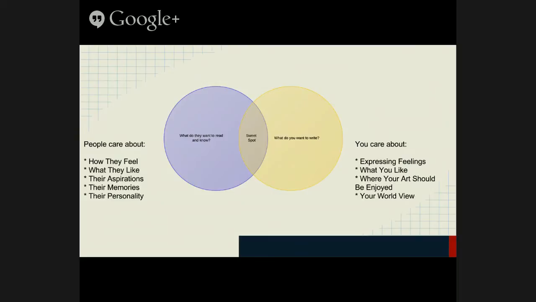You care about, where do you want your art to be enjoyed? How do you want your art to be enjoyed? What is your worldview? What do you like? What you like is not just usually what you like. You could write a whole post about peanut butter and jam sandwiches. No, peanut butter and jelly, it's called in America. You could write a whole post about peanut butter and jelly sandwiches, and as long as you make it relevant to your reader and say, hey, we are the peanut butter jelly gang, they're going to feel a connection to you, and that's what we care about here.